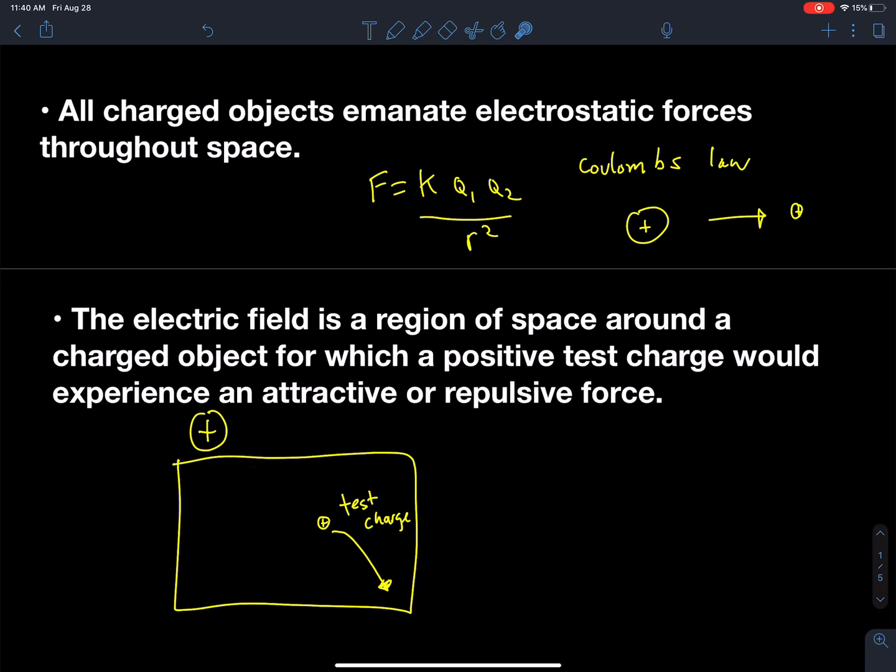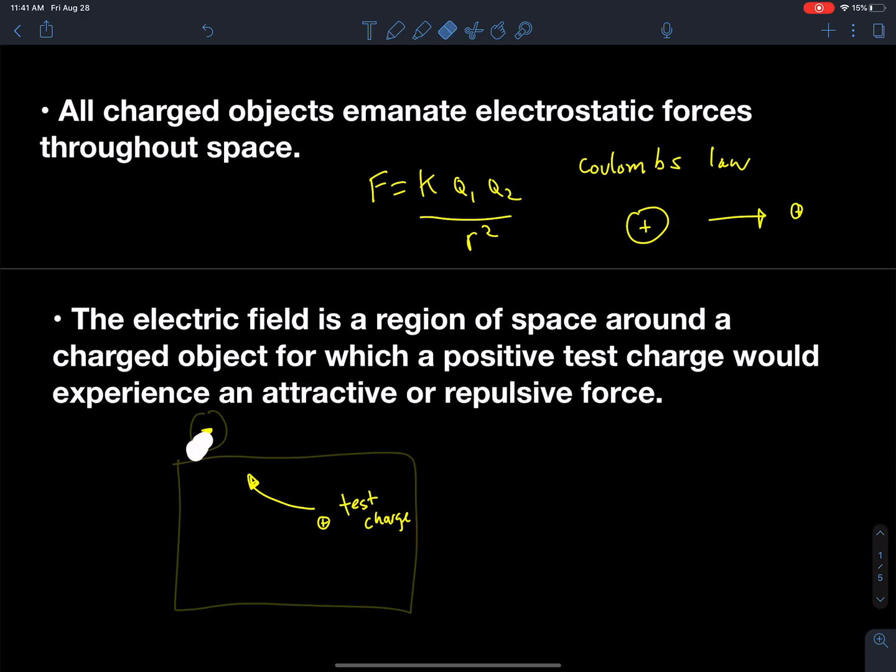For example, if I had a negative charge over here, that positive test charge, instead of moving that way, would move towards the negative charge. Then I'll be able to start tracking what these fields look like and mapping things out. So let's erase this for a second.